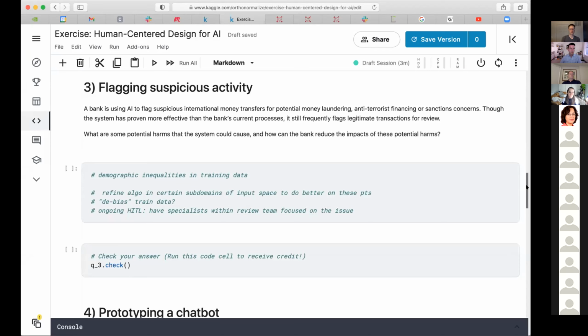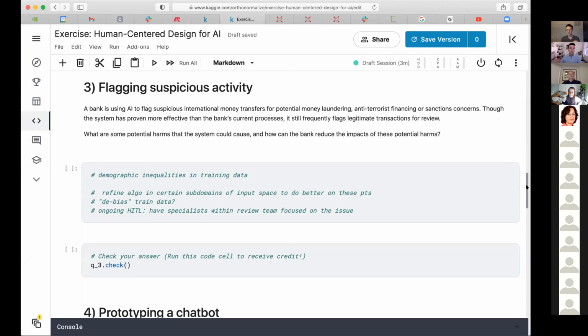Third one, flagging suspicious activity. A bank is using AI to flag suspicious international money transfers for money laundering, anti-terrorist financing, or sanctions concerns. Though the system has proven more effective than the bank's current processes, it still frequently flags legitimate transactions for review. So what are some potential harms that the system could cause? How can the bank reduce the impacts of these potential harms?